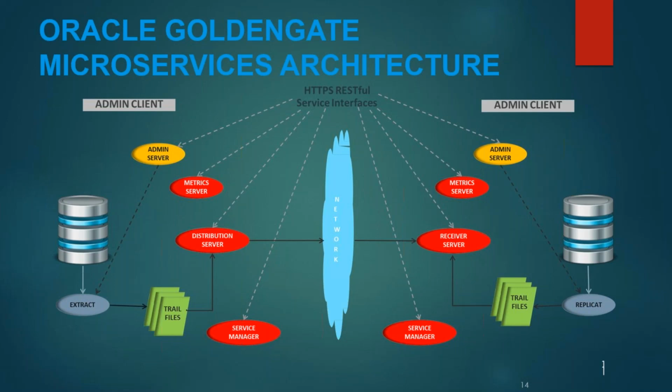So the service manager is the watchdog for all these services. You can consider it a place which caters to all these services. It basically manages the services for you. What are the services? The admin server, performance metric server, distribution server, and receiver server. Like the manager process we have in classic architecture, which manages all the processes of a Goldengate instance, in the same way the service manager acts as the watchdog for all the services. Okay.